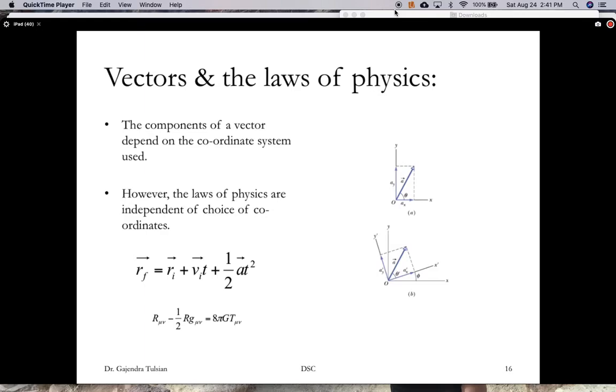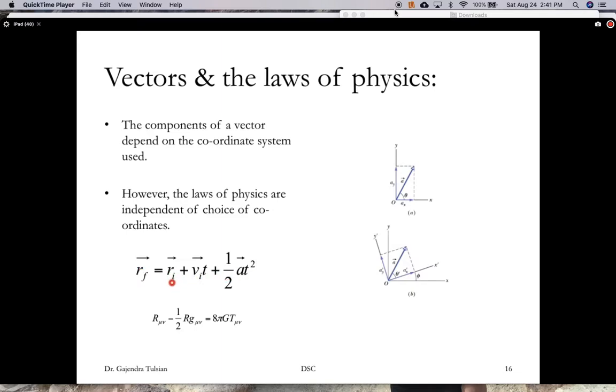Now, laws of physics are expressed as equations, okay? And so if you have an equation, here's the basic rule. Just like it has to have the same dimension on the left-hand side as the right-hand side, it should have the same type of mathematical quantity. You can't have a scalar on the left-hand side and vectors on the right-hand side. So for an equation to be true, if you have a vector on the left-hand side, you have to have vectors on the right-hand side.